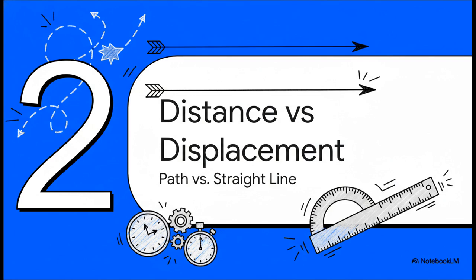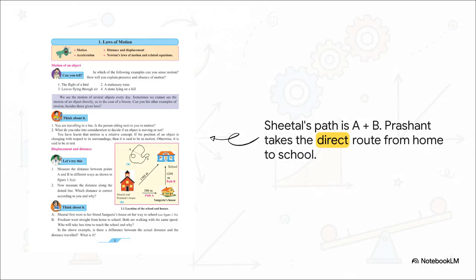Okay, so we've settled that motion is relative. The next question is, how do we actually measure it? Well, it turns out physics has two really different ways to talk about how far something has gone. This little story about two students, Sheetal and Prashant, explains it perfectly. See, Sheetal takes the long way. She walks from her house to her friend Sangeeta's house, and then they go to school together. Prashant, though, he just goes straight from his house to school. They start in the same neighborhood and end up at the same school, but their trips are totally different.